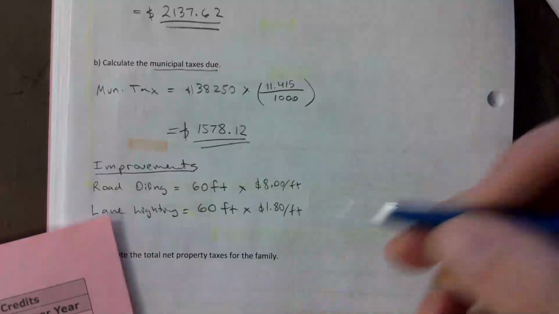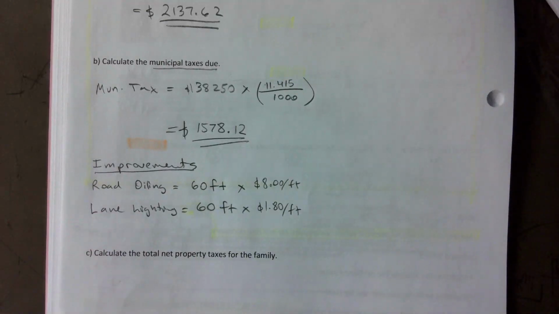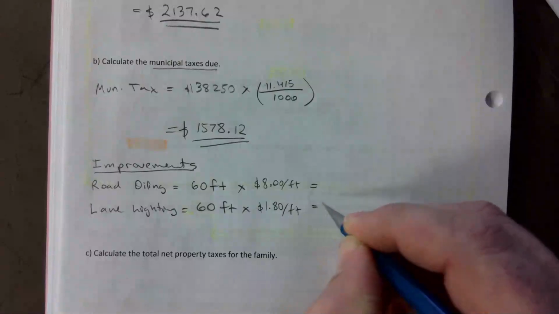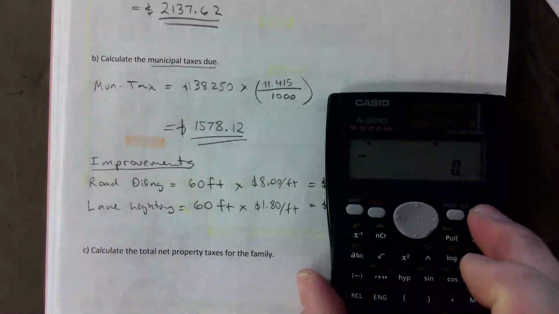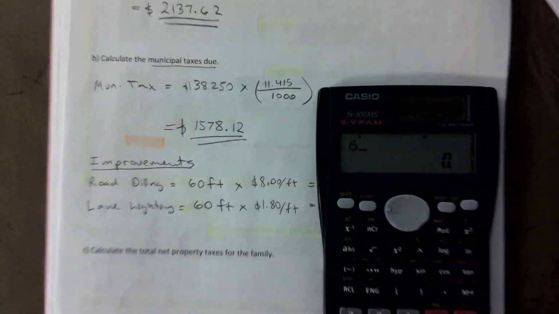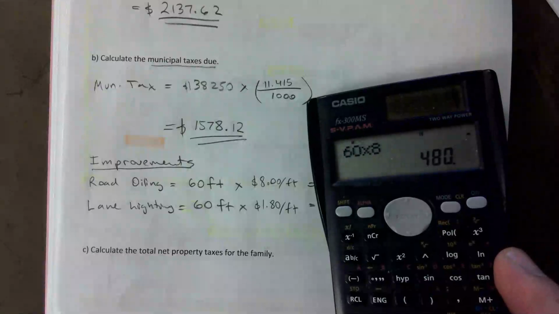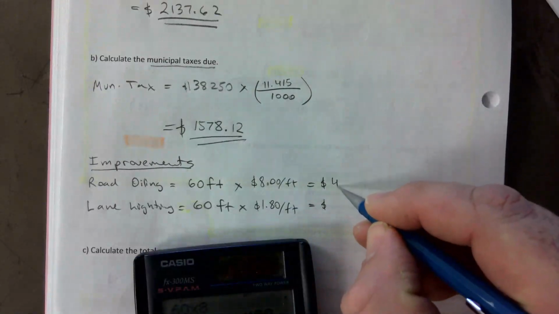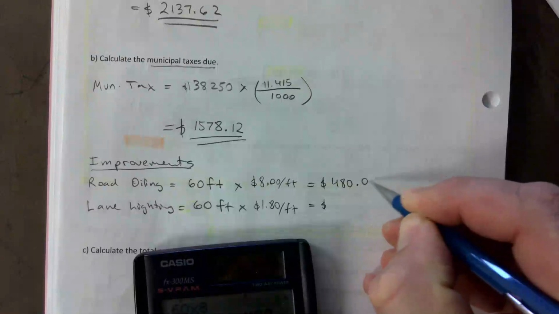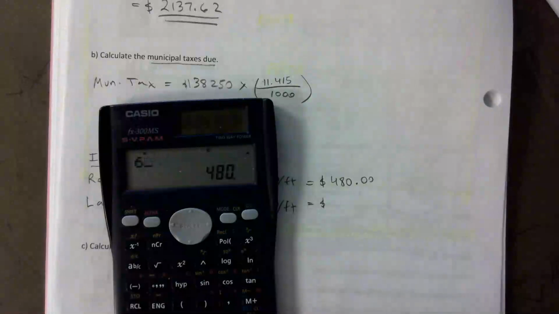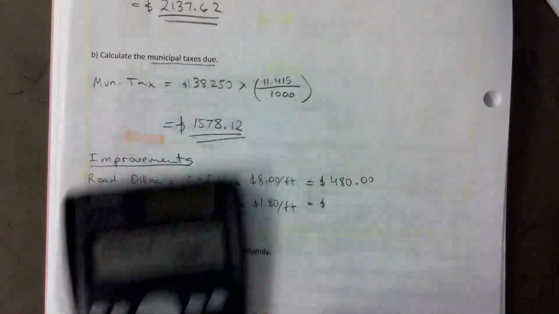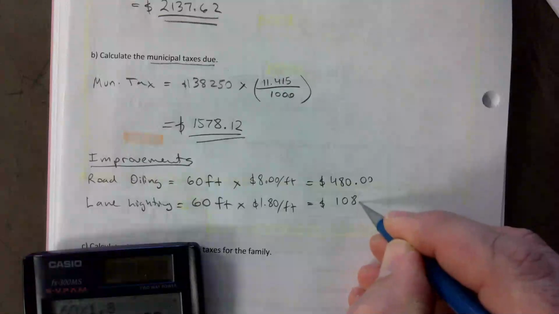You don't have to do the per foot when you do your calculations. I'm fine with you just stating your answer. But you grab your calculator and you go 60 times 8. That's $480 that you're going to be paying for road oiling. And lane lighting, you're going to go 60 times 1.80. That's $108.